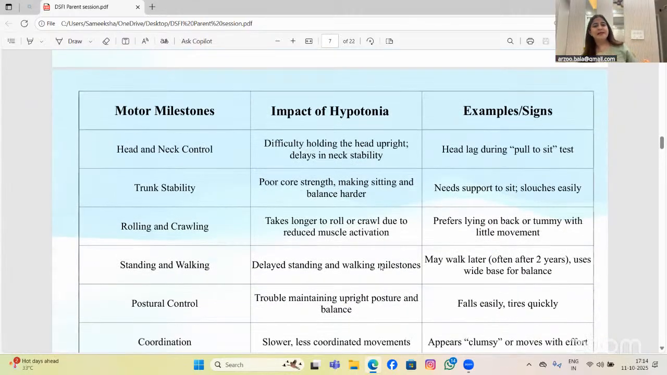So what could be the impact of hypotonia? When we say muscles are loose in hypotonic muscles, sometimes head and neck control could be delayed, right? When you are making the child sit and the child has to hold the head upright to look and turn to see what's happening in the environment, the child may have a little wobbliness.